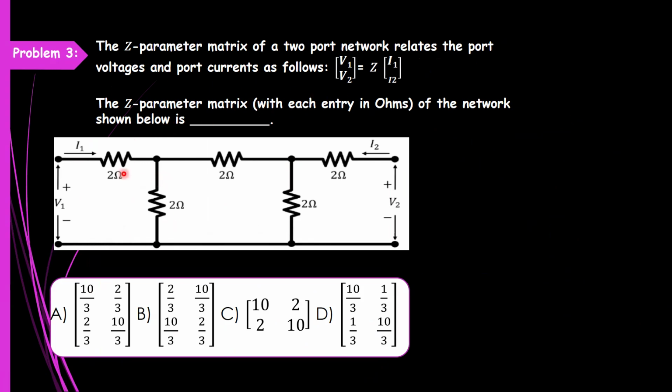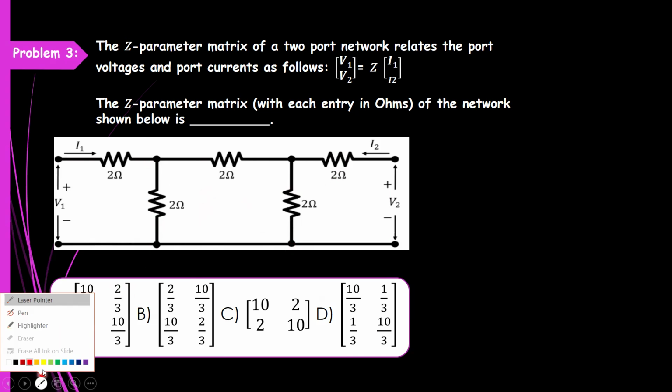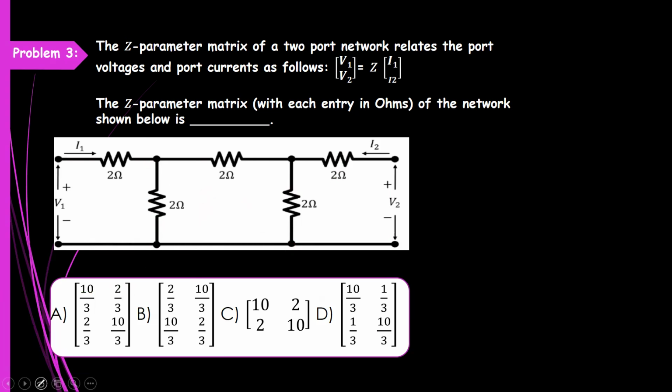Okay. So here the network is given, and the options are also given. We need to find the Z parameter matrix. The topic is two-port networks. The given network is a pi network. So if we convert that into a T network, it will be easy to find the Z parameters.